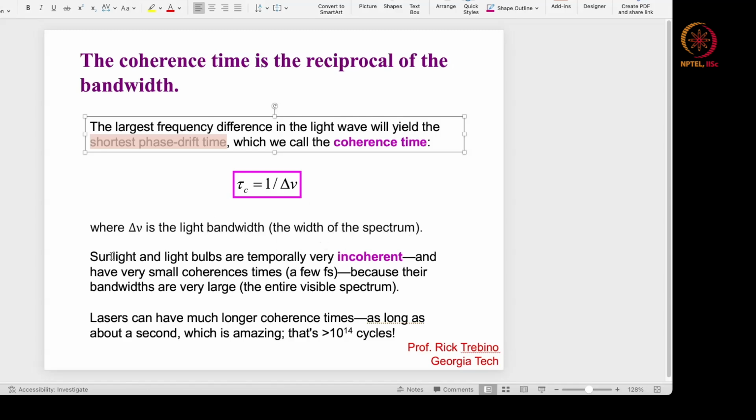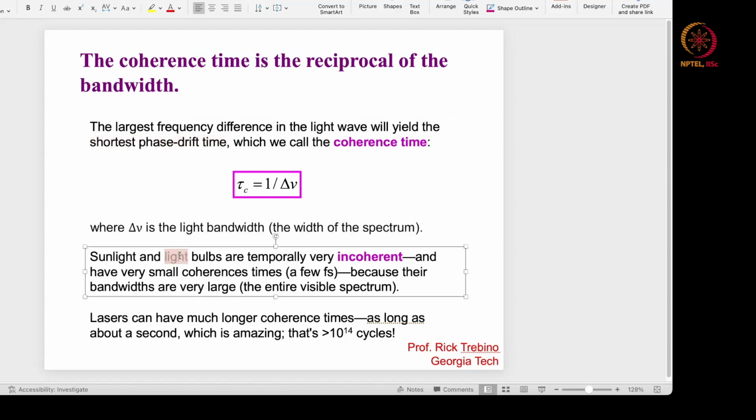So you can see that sunlight and light bulbs, which have all kinds of frequencies, are temporally very incoherent. Okay, very, very small coherence times, because the bandwidths are very large, because it is the entire visible spectrum. So the entire visible spectrum, if you take, is like several hundreds of nanometers. Okay, so if you convert that to the corresponding frequency scale, you get a coherence time which is very, very short.